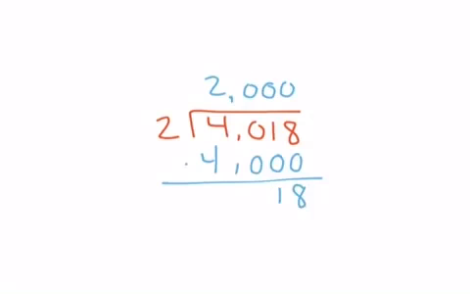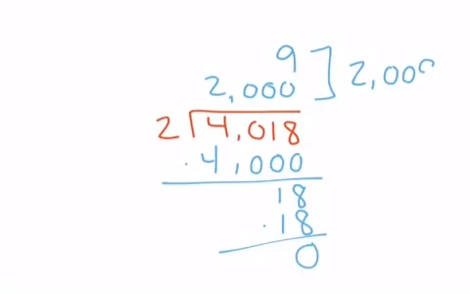So 18 ones divided by 2 would be 9. 9 times 2 is right on 18. So we subtract and get rid of it. And then here my answer is 2,009. And that's it. So there's some more practice for you.